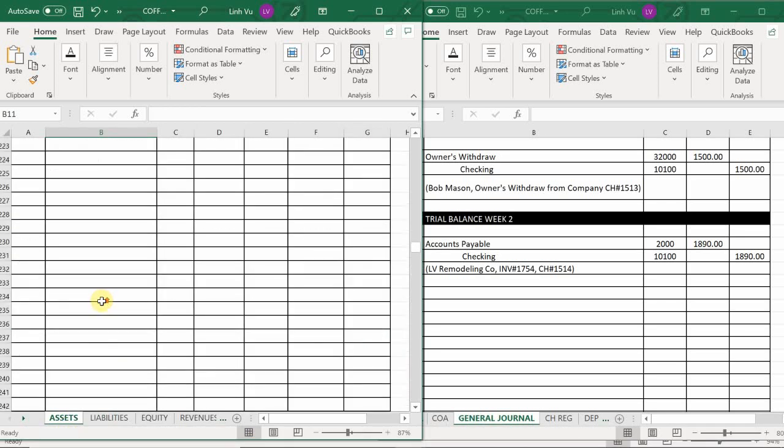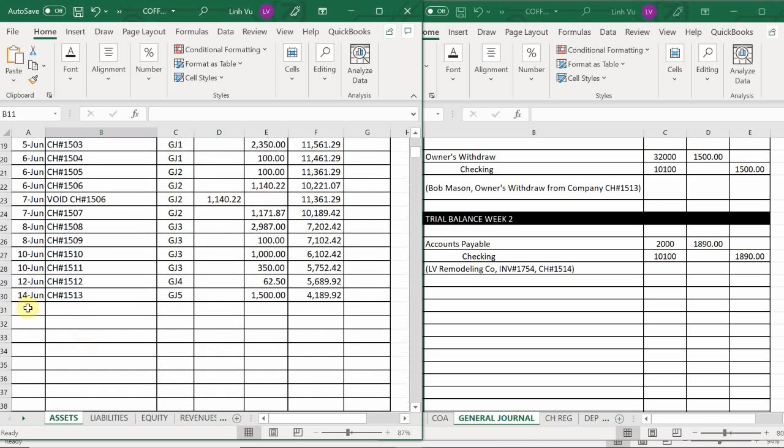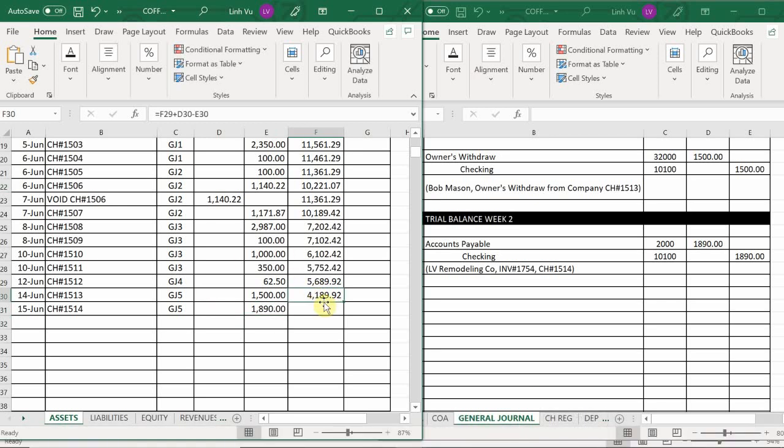We're going to the checking. The check 1514, page 5, and we have 1819. So let me see, 189.92 minus 14. So we have 2,299.92. Good.